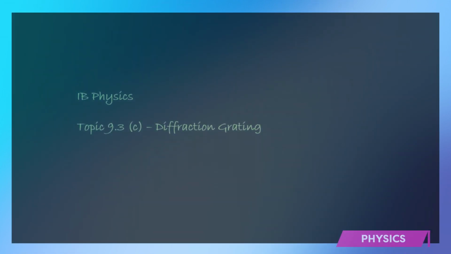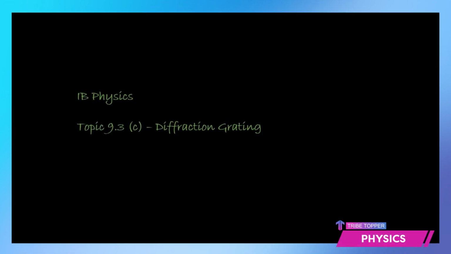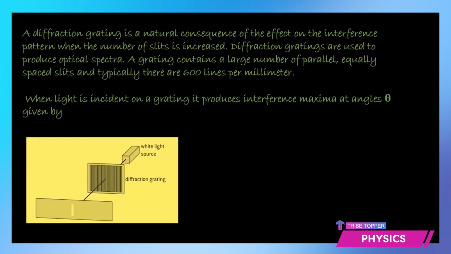In this video session, you are going to understand about a diffraction grating. So what is actually a diffraction grating? As you can see here, there are a number of slits in a slab, you can say a glass slab. So when a diffraction grating happens, what is it? It's a consequence of the effect on the interference pattern when the number of slits is increased.